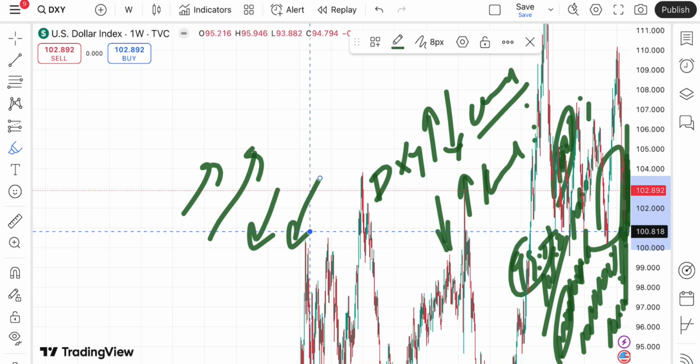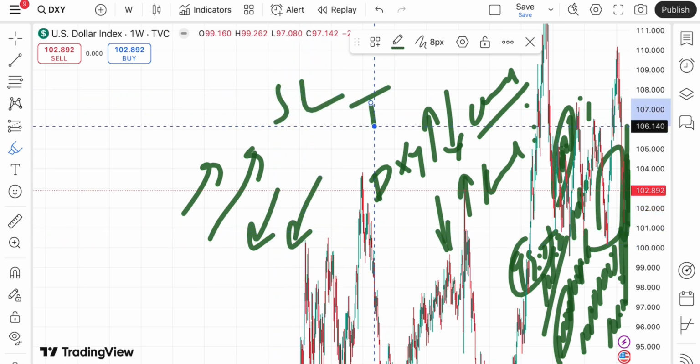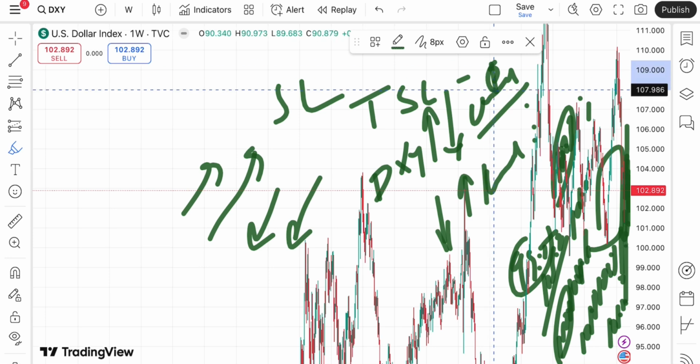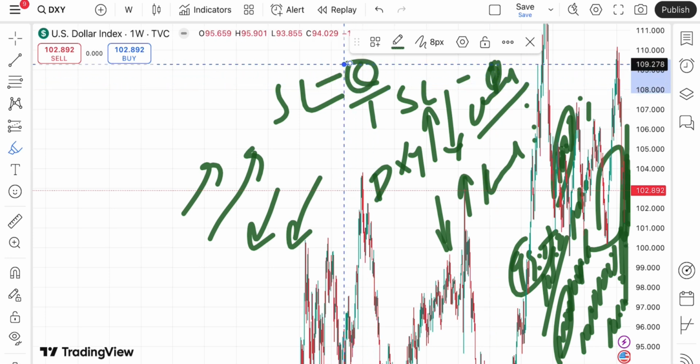So whenever you start to trade, put your SL. Whenever you have profit, try to trail it, so your profit will be safe, and if you put your SL, then your capital will be safe.